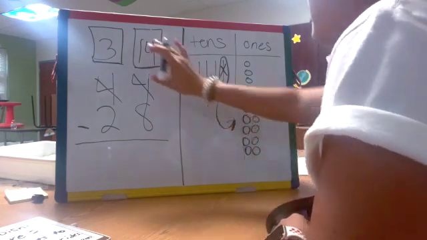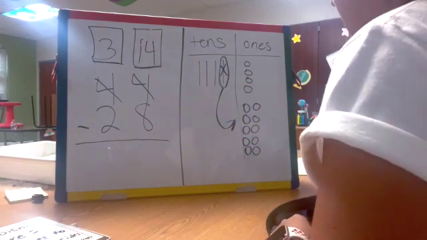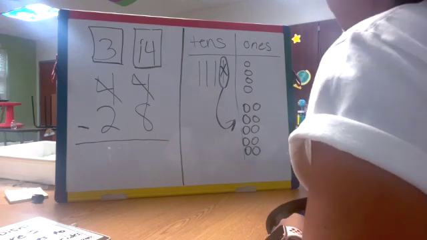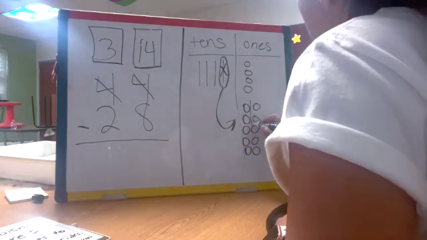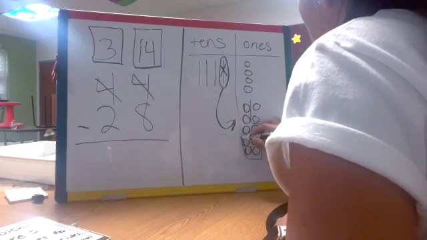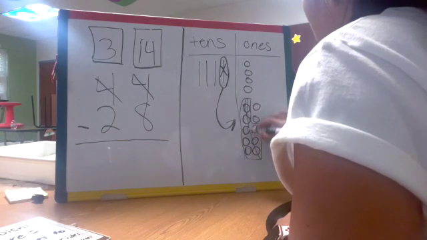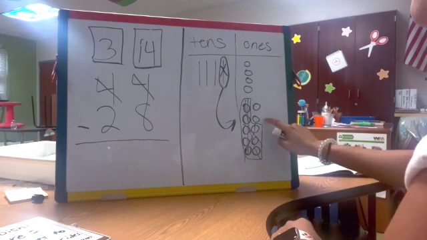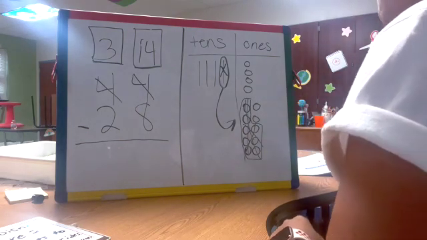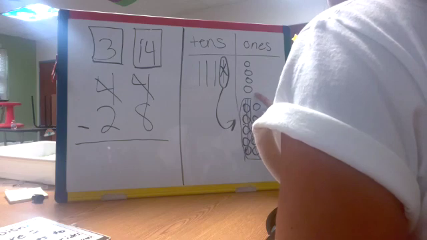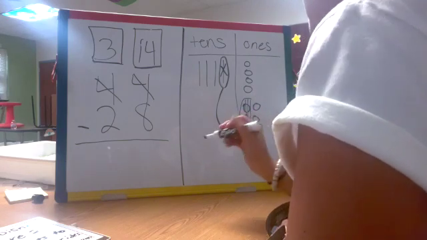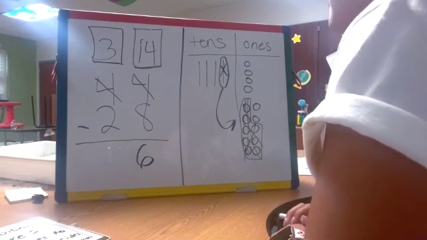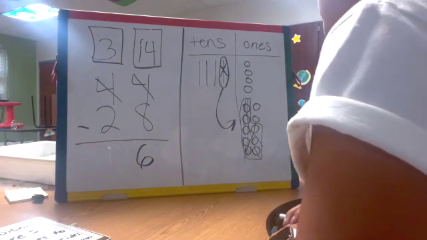Okay, let's solve that over here. This is 14. We're going to take away 8. Well, I know that this is 10, and 2 less than that would be 8. So I'm going to leave 2 out, and I'm going to take away the rest of these here. Okay, there's my 8 that I took away. And then I'm going to count whatever's left over to find out how much I have left. So 4, 5, 6. Okay, so 14 minus 8 is equal to 6 ones.